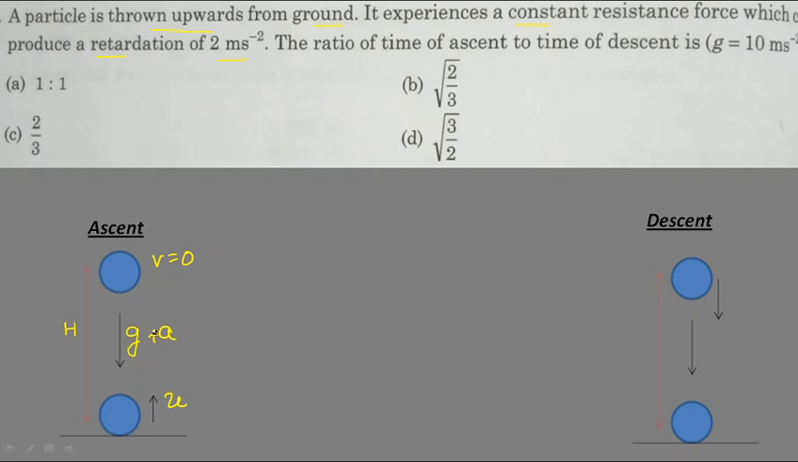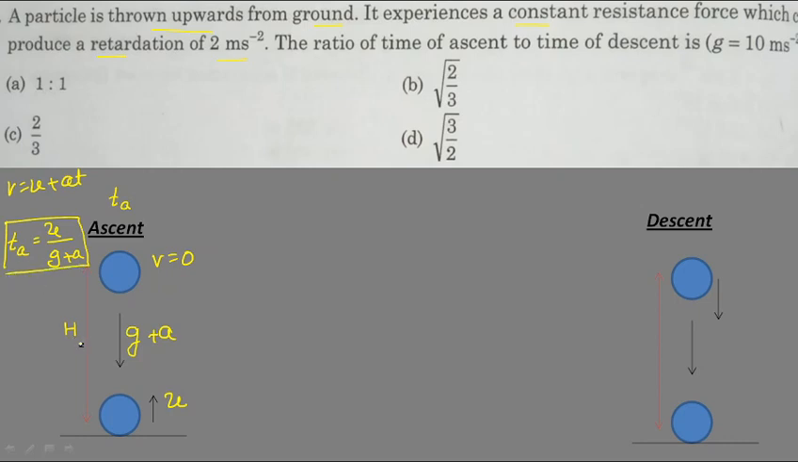So let me calculate it. The time of ascent, which I shall be calling TA. To calculate TA, I'll put the formula v equal to u plus at, and the final velocity is 0. So automatically the time of ascent TA becomes u upon g plus a. This is my time of ascent in this case.